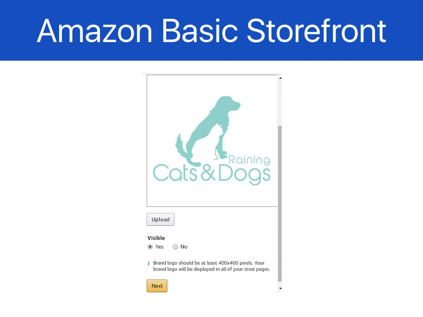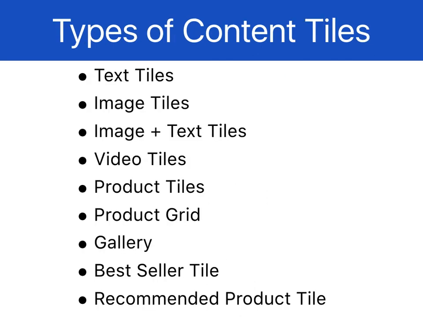Once you've done it, just click the next button and you'll be asked to select the store tiles templates to use. Every Amazon store page is divided into multiple tiles. Amazon store content tiles have 4 different sizes: full width, large, medium, and also small.